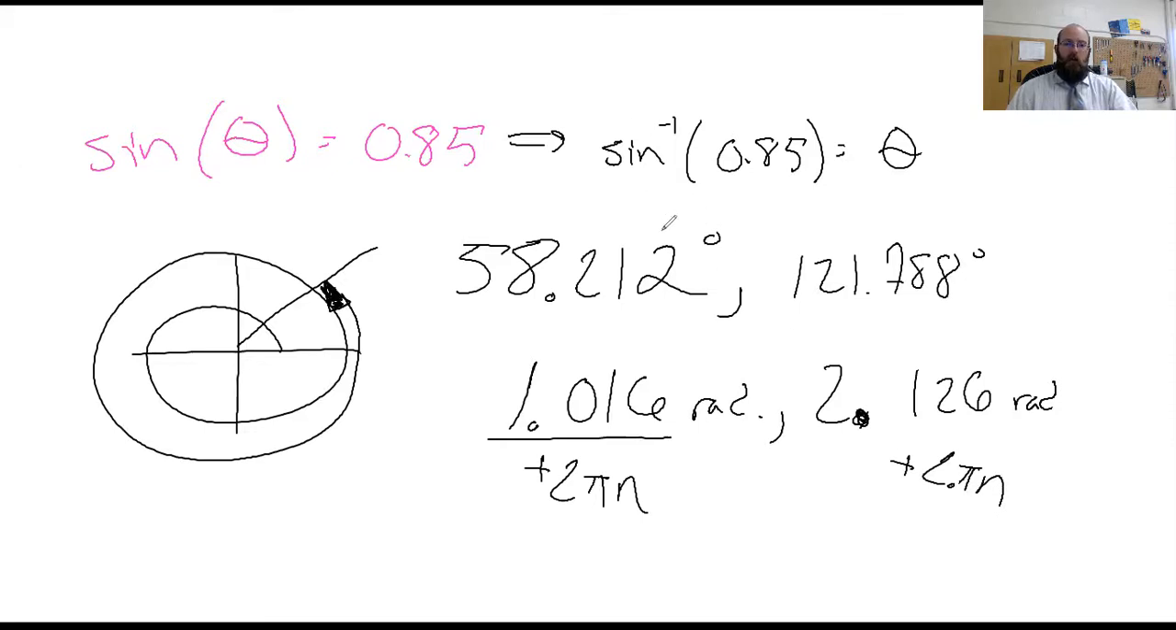Okay, so for all of these things, the answer is 58.212 degrees plus 360 degrees times n, or the number of times I want to go around my circle. 0.788 plus 360 degrees times the number of times I want to go around my circle. Just like down here, it's 2.126 radians plus 2 pi times the number of times I want to go around.